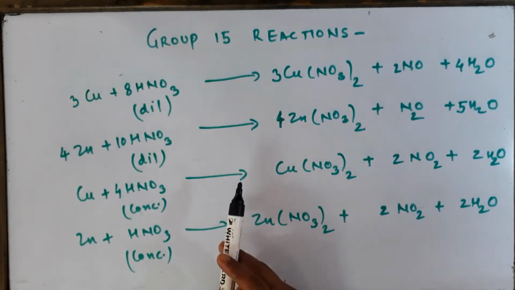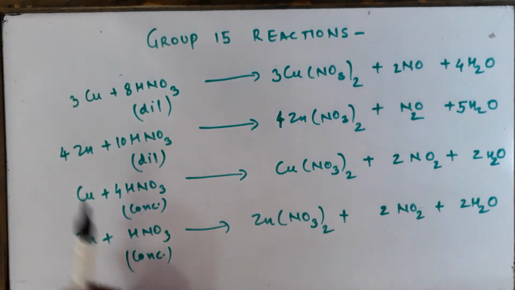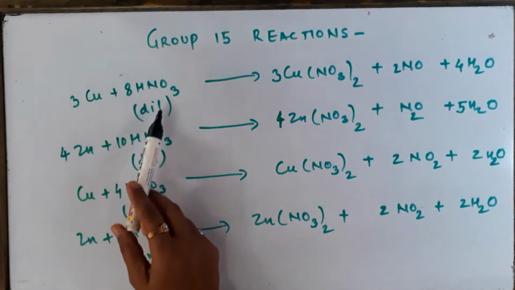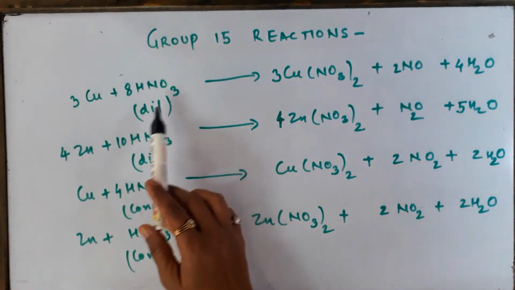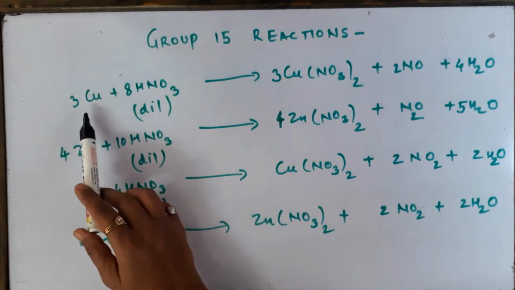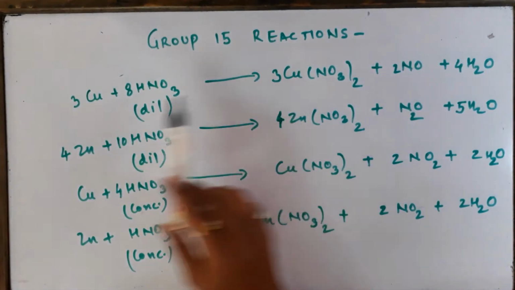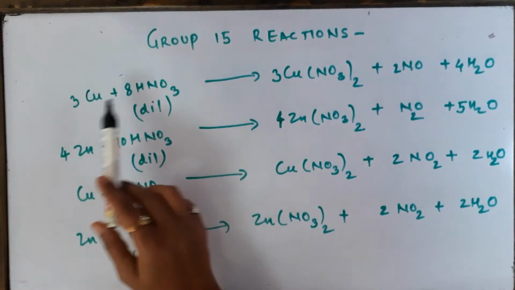Now we will see the reactions which are all having similarities. The first reaction is copper reacting with dilute HNO3. Now here nitric acid is an oxidizing agent. So it is oxidizing copper from copper 0 to copper +2. So here it's very simple to remember. You will get a salt, copper nitrate.